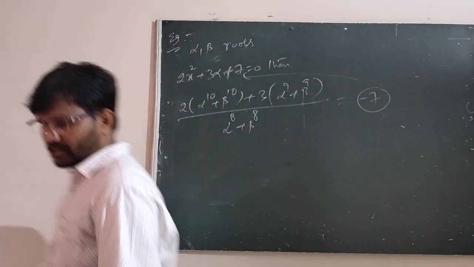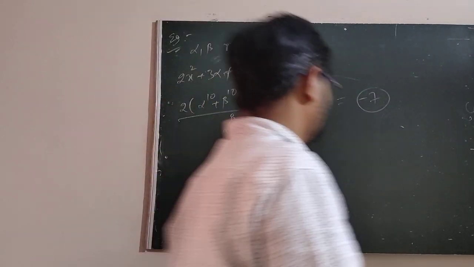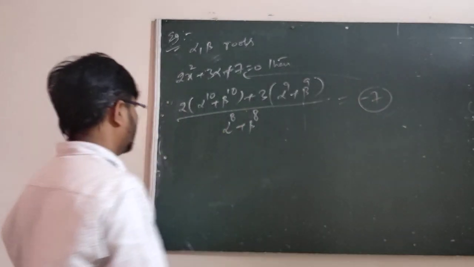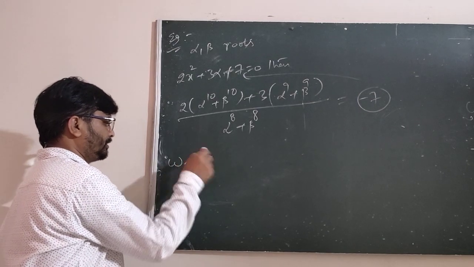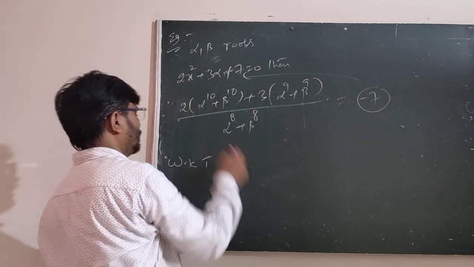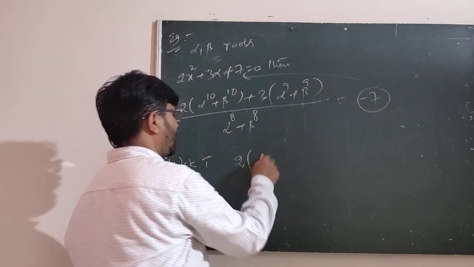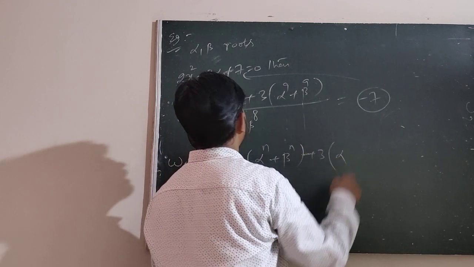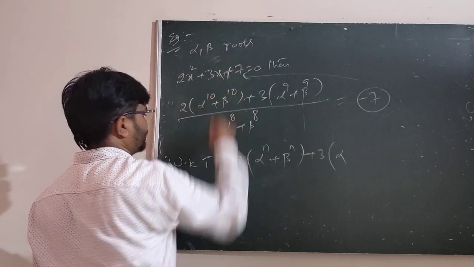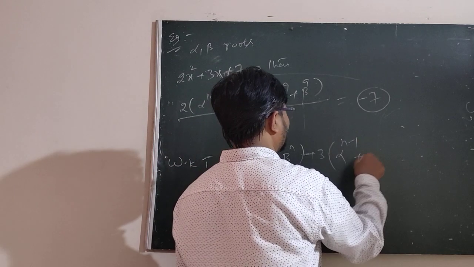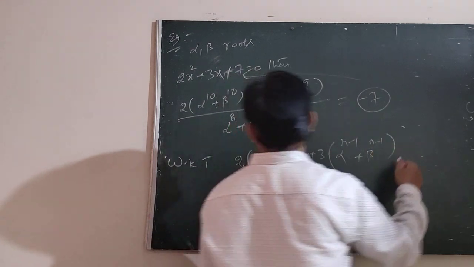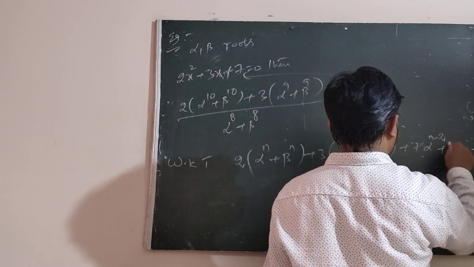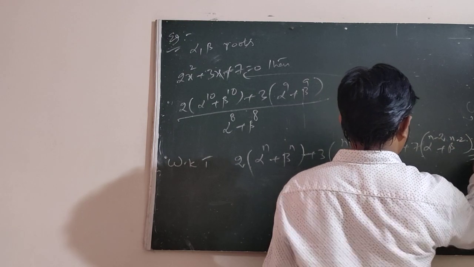The plus 7 is sent to the other side, that is minus 7. That is the easiest one. When you observe the identity in n, we know the condition: 2 into alpha power n plus beta power n, plus 3 into alpha power n minus 1 plus beta power n minus 1, plus 7 into alpha power n minus 2 plus beta power n minus 2 equal to 0.